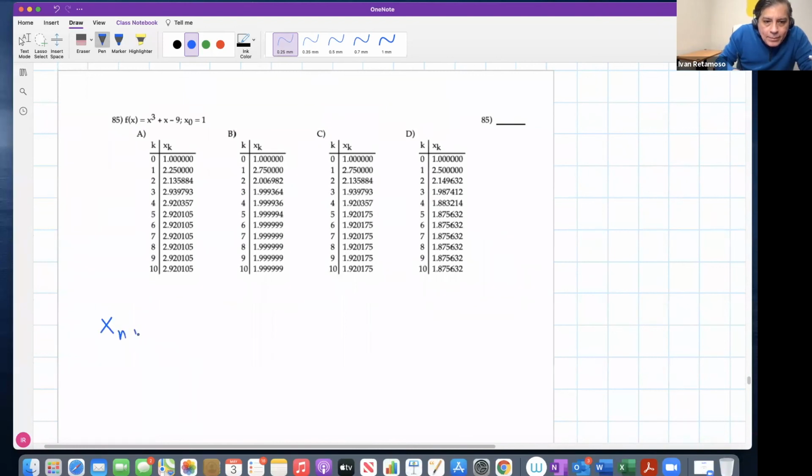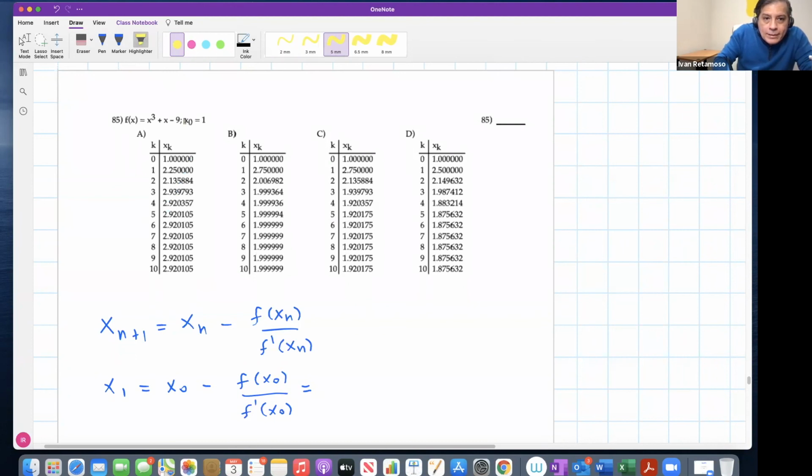Newton's method says x_{n+1} is equal to x_n, the previous, minus f evaluated at x_n over the derivative evaluated at x_n. Which means that x1 will be the previous x0 minus f evaluated at x0 over f prime, the derivative evaluated at x0. But what is x0? X0, they will always give it to you. The initial value, the initial guess, is 1. So we say, okay, this will be 1 minus the function evaluated at 1 divided by the derivative evaluated at 1, right? Let's see what this is.